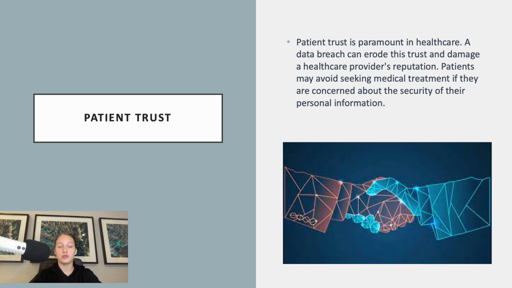Last but not least, patient trust. Patient trust is the cornerstone of healthcare because when patients entrust their sensitive information to healthcare providers, they expect it to be safe. And upholding that trust means not only securing data, but also transparently communicating about cybersecurity efforts to reassure patients of their safety. Patient trust is paramount in healthcare. A data breach can erode this trust and damage a healthcare provider's reputation. Patients may avoid seeking medical treatment if they are concerned about the security of their personal information.